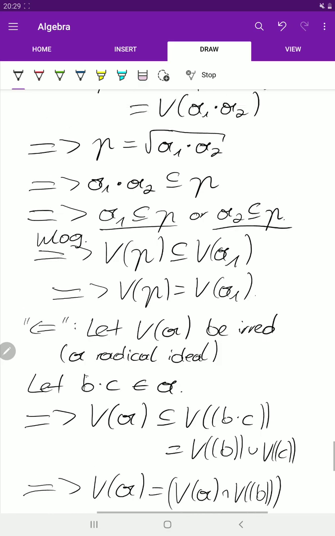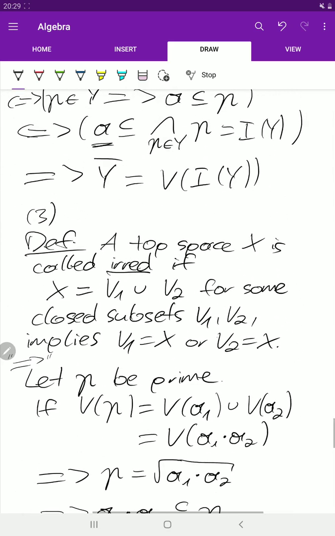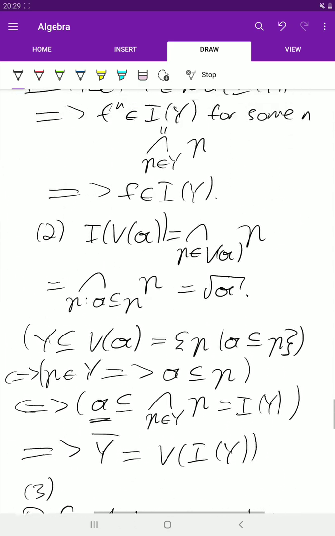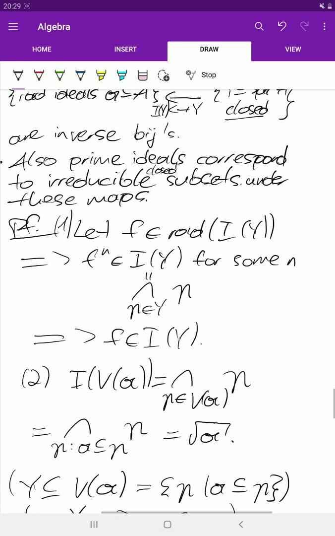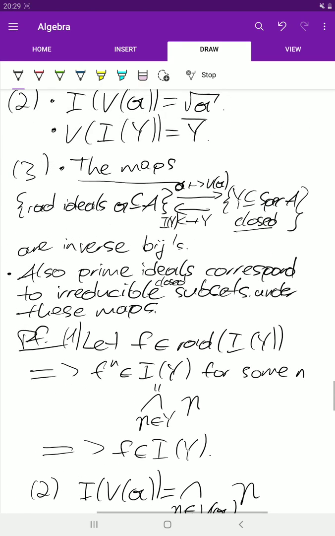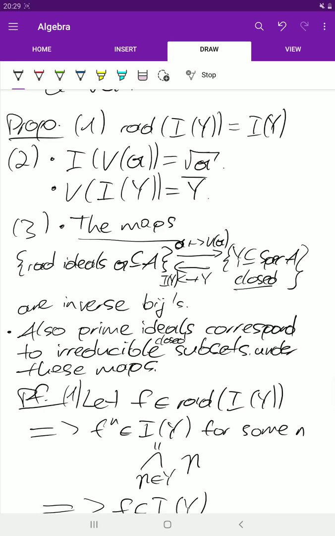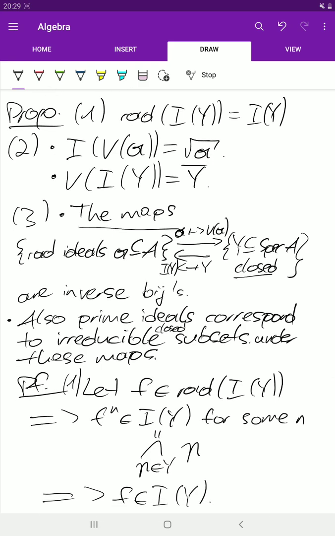That's it for today. Let's see, maybe, yeah, I will definitely deal a little bit more with the topology of the spectrum, because we want to look at a special basis of the topology in order to define the structure sheaf later. Okay, yeah, that's it.